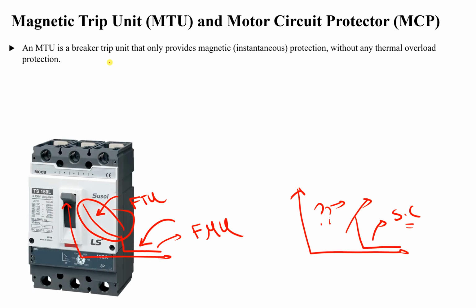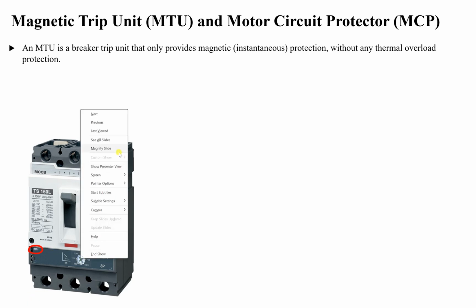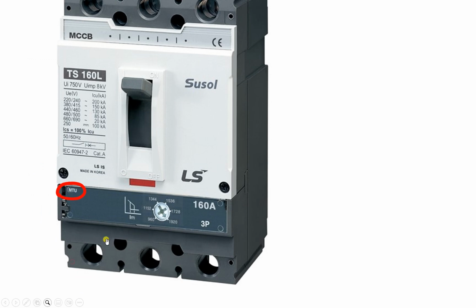Okay, let's delete this. As an example, this one you can see MTU. This is a molded case circuit breaker, MTU. If you zoom in like this, you will see magnetic trip unit, meaning that you can see short circuit only. There is no overload here. We can see only IM, IR does not exist.